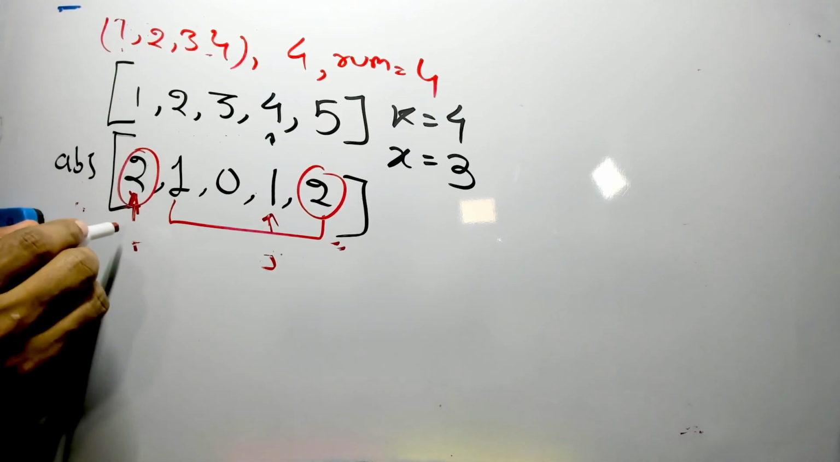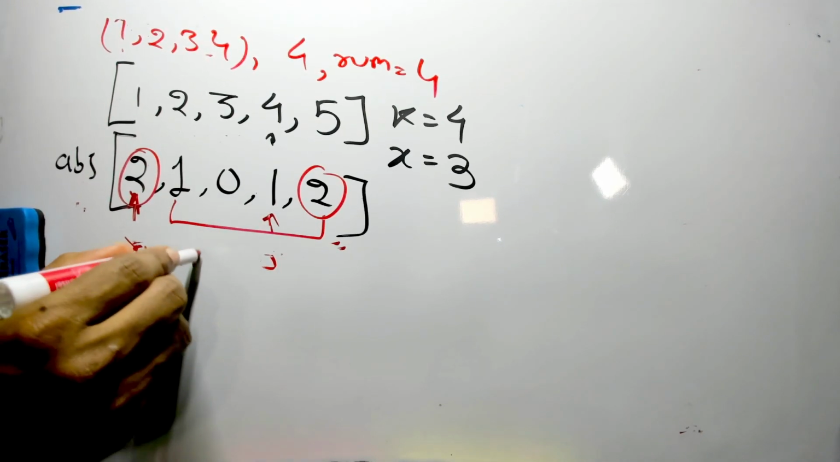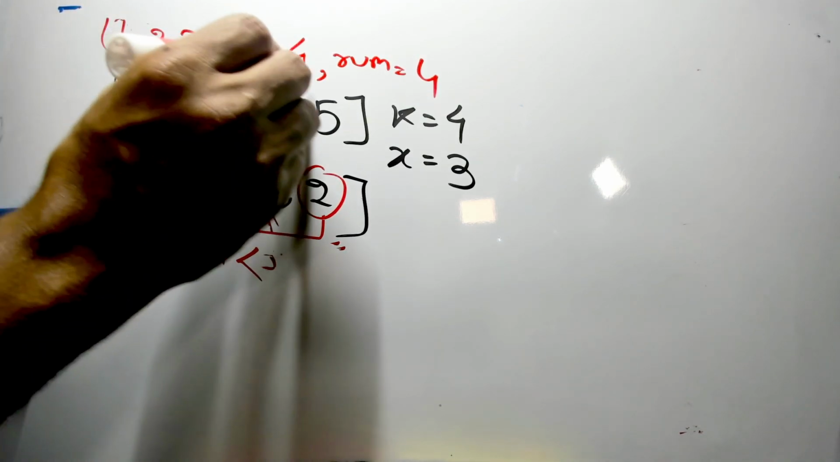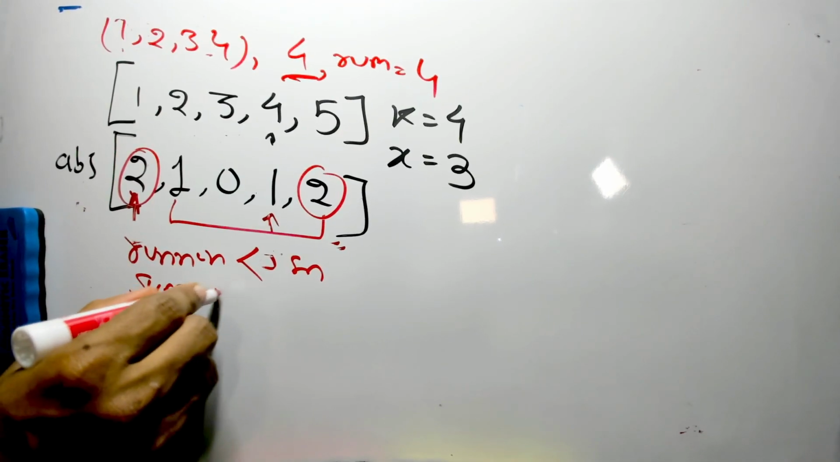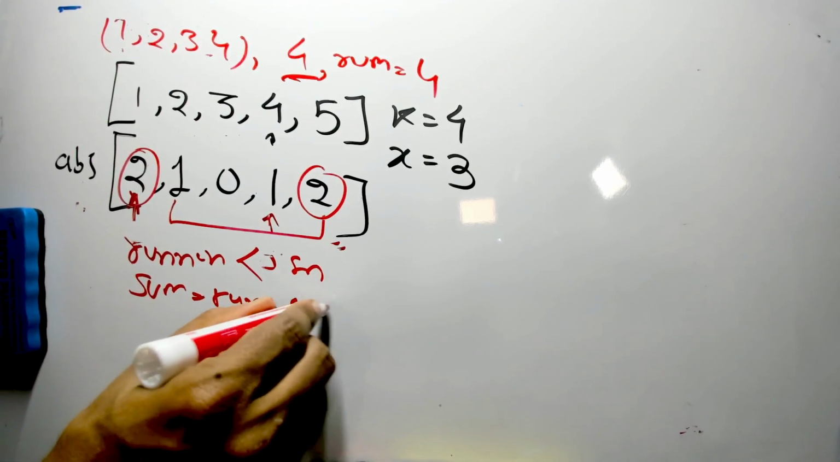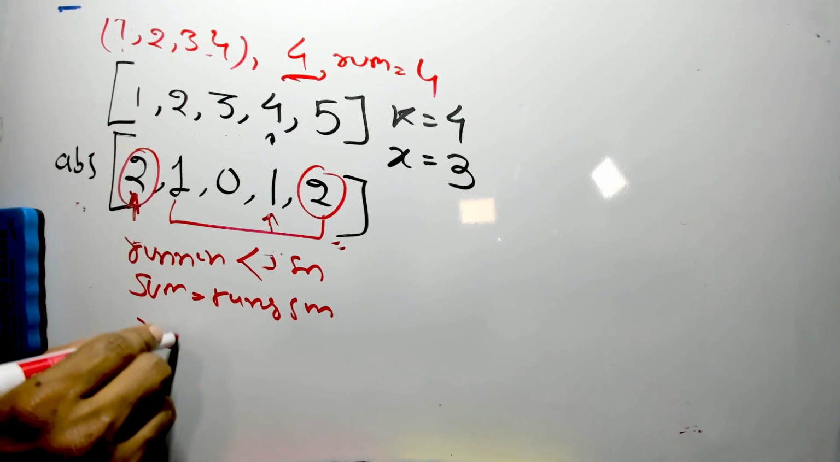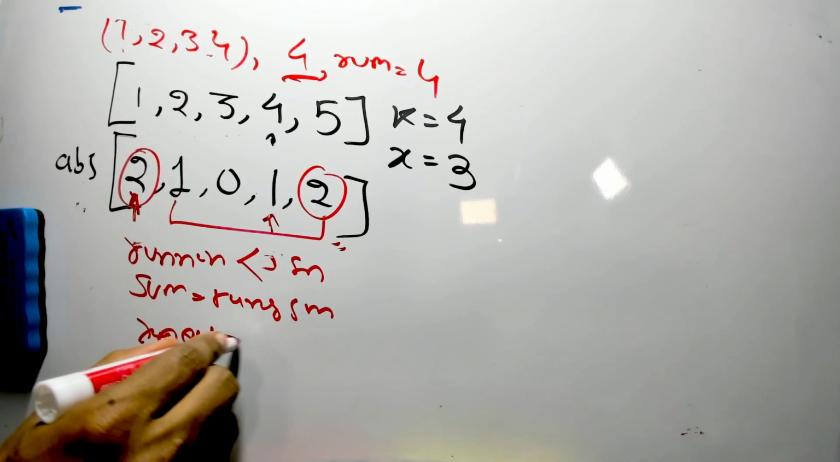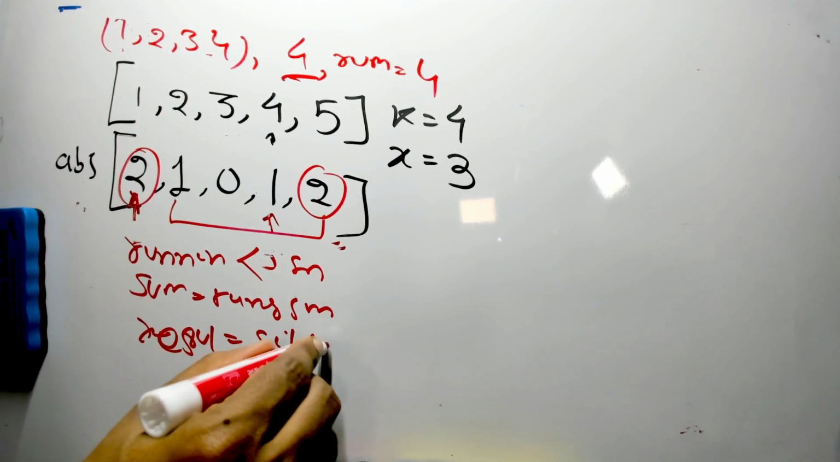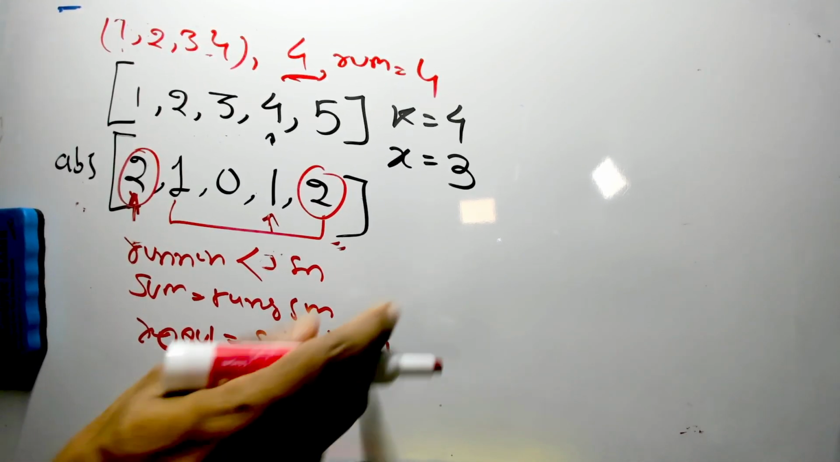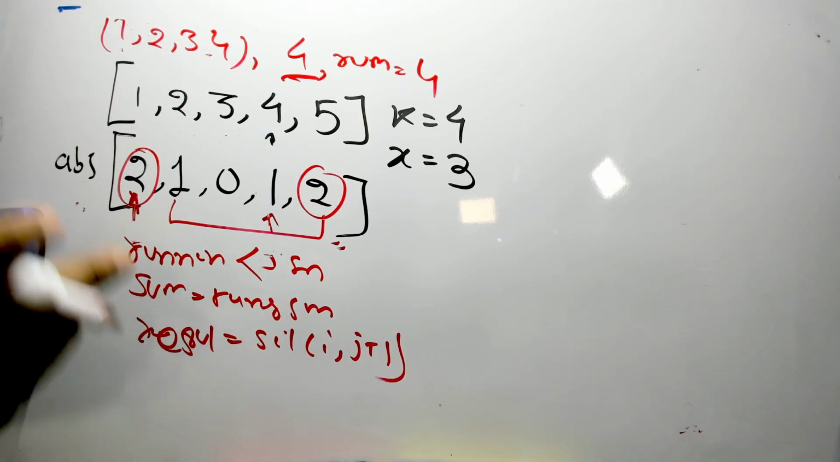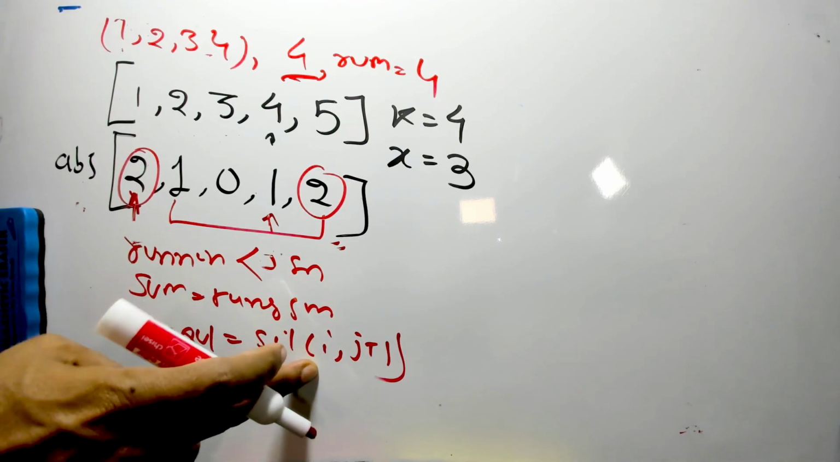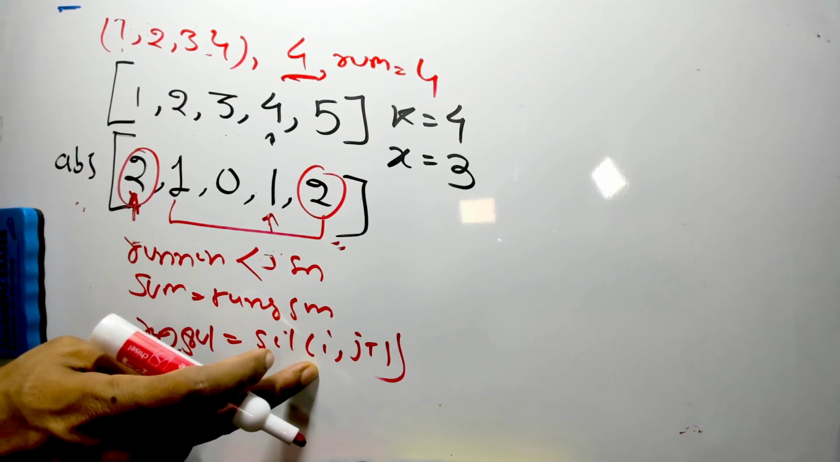And now if running sum is lesser than our calculated sum, then we're gonna update our sum equal to running sum, and our result will be the new slice i, j plus 1, right? The new ij that gives us the less sum, that will be our new result.